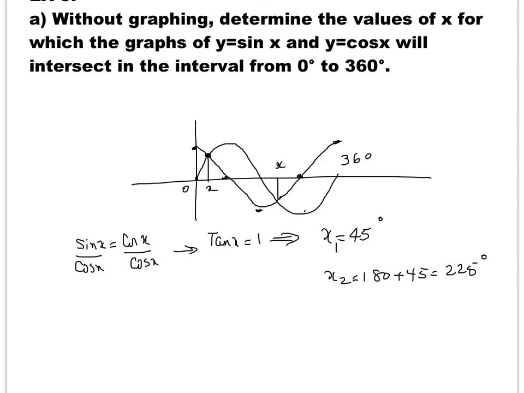This means that when the angle is 45 degrees and 225 degrees, sine and cos of those two angles are going to be the same. And it is true because sine 45 is square root of 2 over 2, cos 45 is square root of 2 over 2, and sine 225 is negative square root of 2 over 2, and cos 225 is negative square root of 2 over 2.